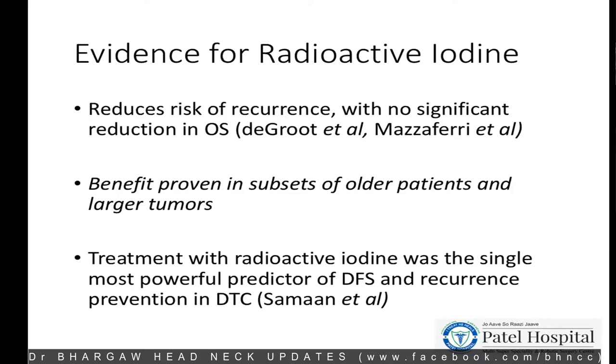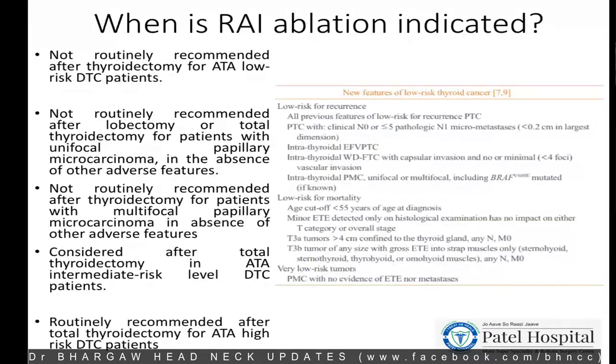We know that in older patients and larger tumors, typically the benefits are more. And in a study by Saman et al., the treatment with radioactive iodine was the single most powerful predictor of DFS and recurrence prevention in DTC. Having said that, there are certain groups which would be candidates for radioactive ablation and some which would not be. So remember, the table on the left is important to know because there are new risk features of low-risk thyroid cancer that have been elucidated since 2015.